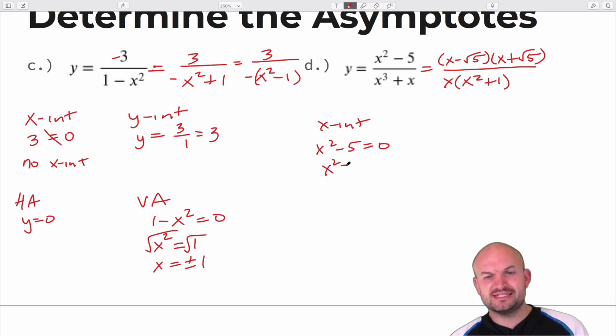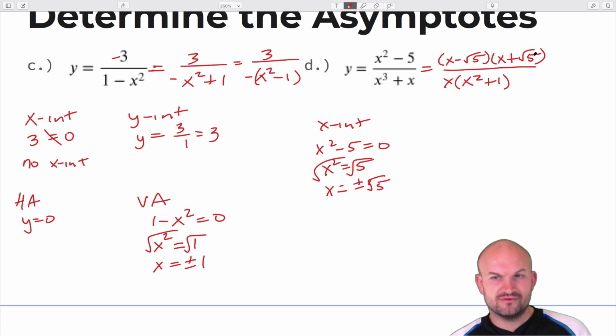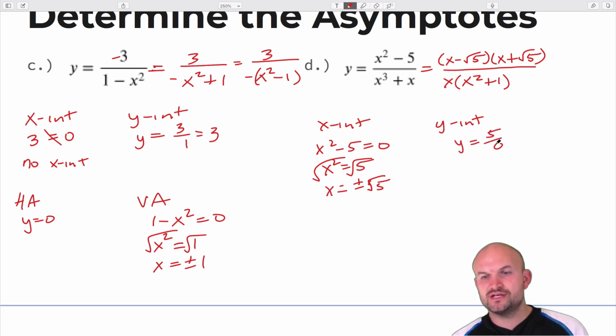But I think probably the easiest thing to do would be adding the 5 to the other side and then taking the square root. But I want you guys to understand why I'm using plus or minus the square root of 5, right? Because that is that factored form. For the y-intercept, here I have nothing in my denominator, right? So that's basically 5 over 0. So no y-intercept, right? Because you could put like a 0 down there.